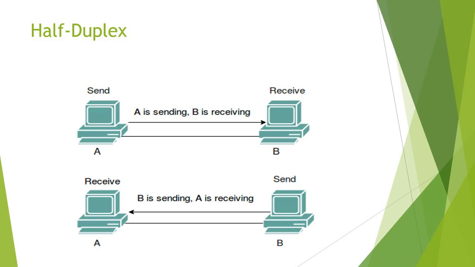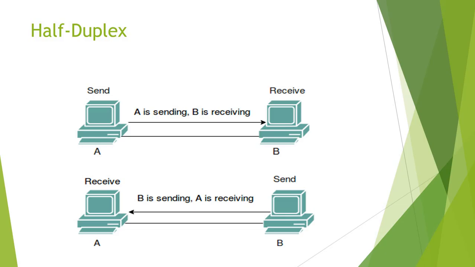The advantage of half duplex mode is that it allows for bidirectional communication, which is useful in situations where devices need to send and receive data. It is a more efficient mode of communication than simplex, as a channel can be used for both transmission and reception. Half duplex mode is less expensive than full duplex mode as it requires only one communication channel.